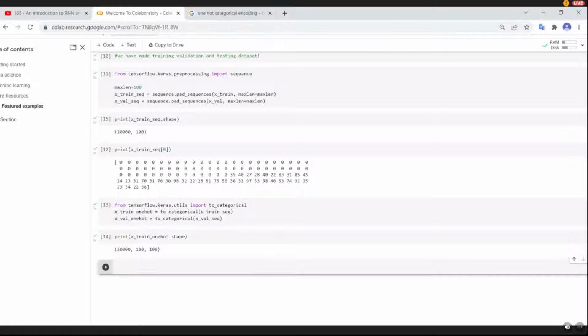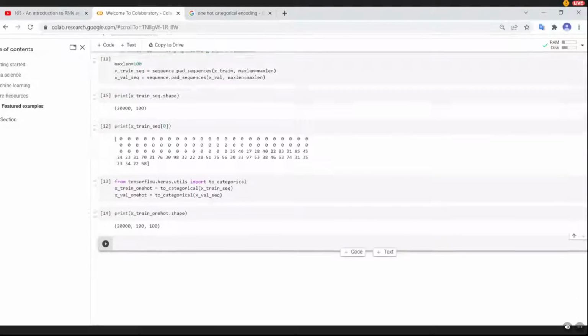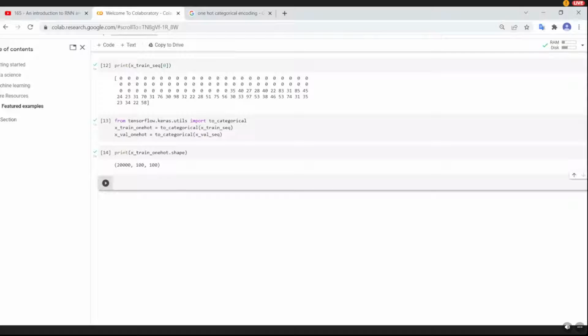So import tensorflow as tf. So we are importing the TensorFlow library.